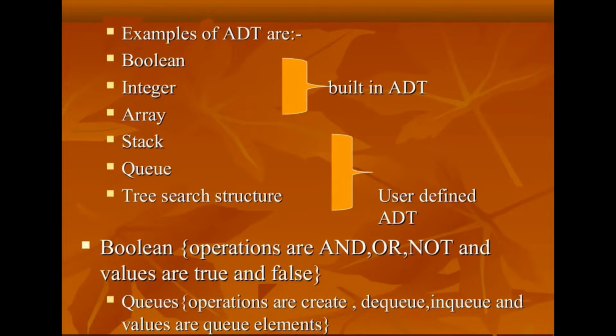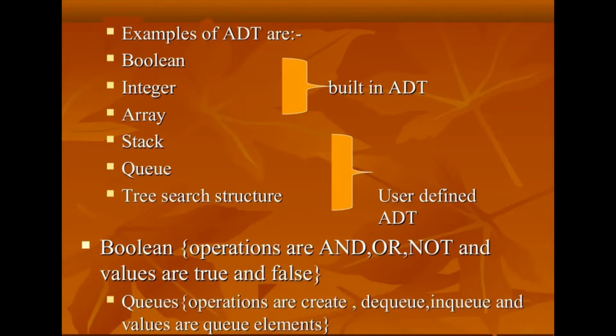Different data types that we can declare: built-in data types are boolean, integer, array. And user-defined data types that we can create are stack, queue and other data structures. Boolean operations are and, or, not, and queue operations are used to create, delete and enqueue the values from the queue elements.